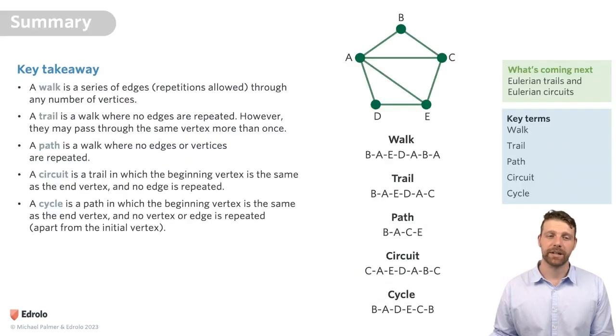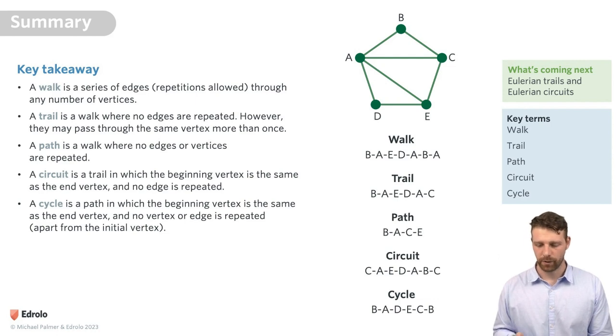That brings us to our summary, where I left a definition of all those things there if you'd like to add them to your bound reference. We've also got a list of walks, trails, paths, circuits, cycles, so you can draw that diagram out yourself, maybe a few times, and maybe highlight over the paths to help you remember which one's which. What's coming next, you've got Eulerian trails and Eulerian circuits, and there's some key terms there. Make sure you do know those definitions.